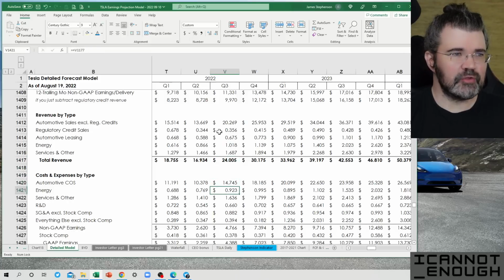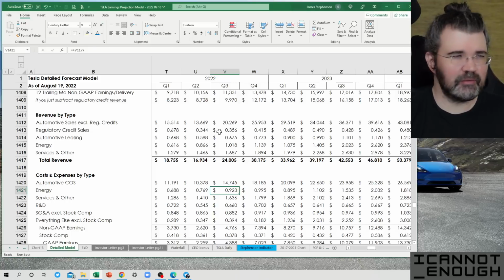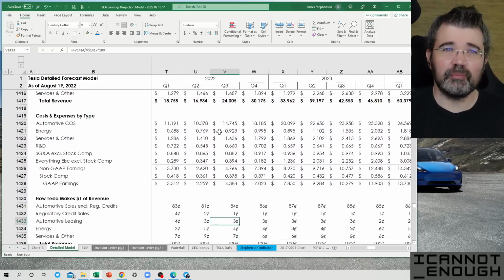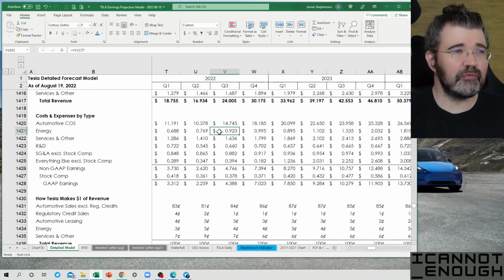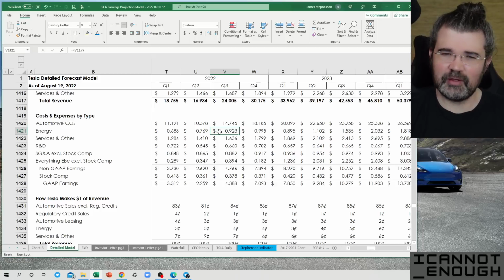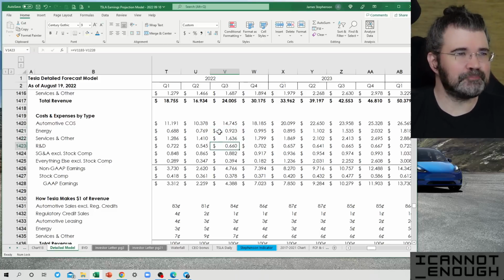And in the next section, you don't need a line for regulatory credit cost of sales because the number is so small, it might not even round to 0.001 billion. So you just leave it in automotive cost of sales. However much that is, just some processing and paperwork expense associated with selling regulatory credits, probably. Little contracts signing, little legal allocation, maybe, something like that.